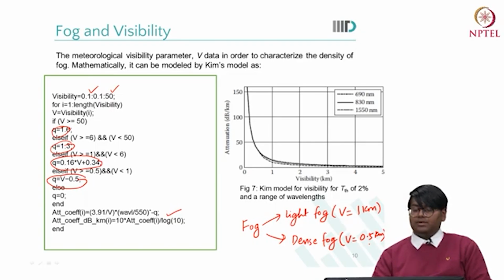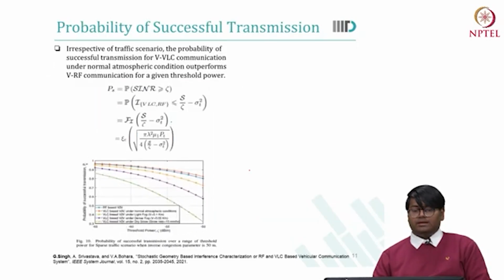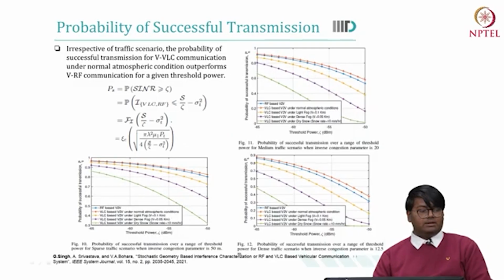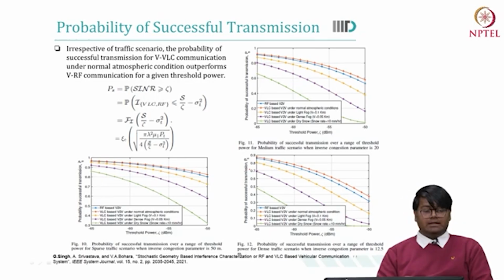So, we see that when the visibility is in the range 0 to 1 kilometer, the attenuation is very high. This is the case in vehicular VLC. So, there is great attenuation in vehicular VLC in the presence of these fog conditions. Now, we will quickly see some of the results where we examine the cumulative effect of interference as well as weather conditions on the probability of successful transmission.